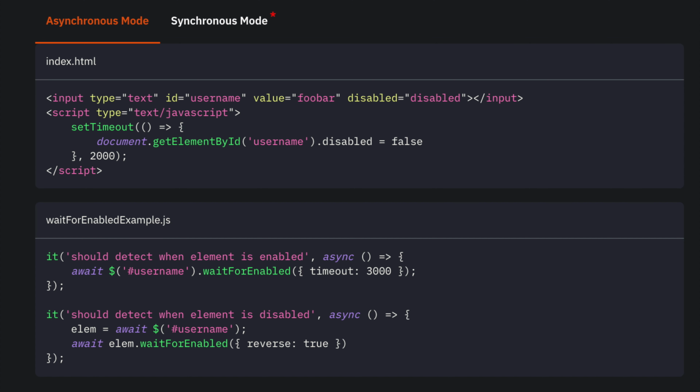In the documentation on WebdriverIO, they show an example of how you can use the waitForEnabled command to check for an element to be enabled or disabled. So let's get into the example for today.